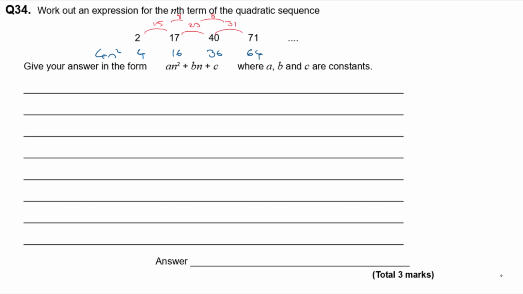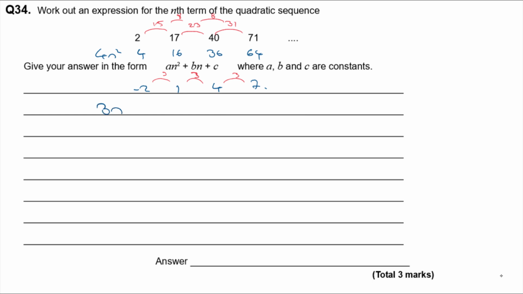Then subtracting, I get 2 subtract 4 is minus 2. 17 subtract 16 is 1. 40 subtract 36 is 4. And 71 subtract 64, that is 7. Okay, so this is a linear sequence. It's going up in threes, isn't it? Plus 3, plus 3, plus 3. So I know something goes up in threes.